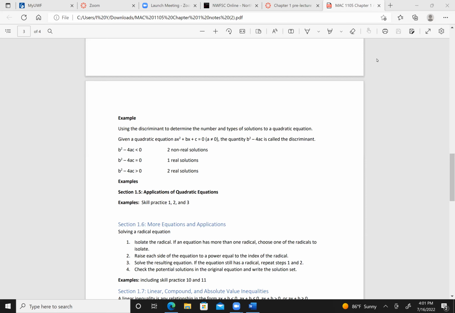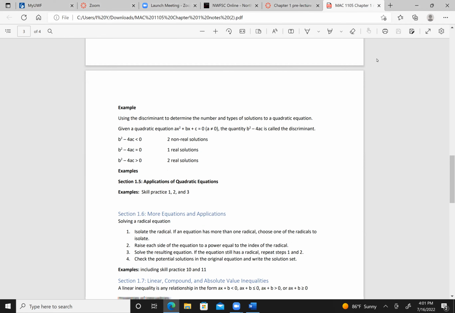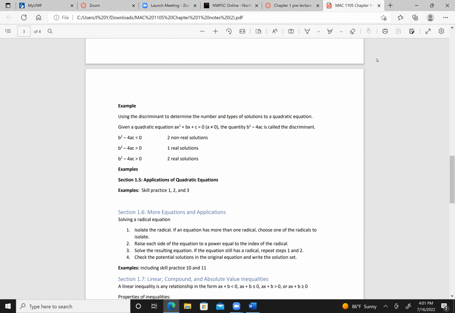Okay, today we're going to look at section 1.6, more equations and applications. So, solving a radical equation is what we're looking for here. First, we isolate the radical. If an equation has more than one radical, choose one of the radicals to isolate.